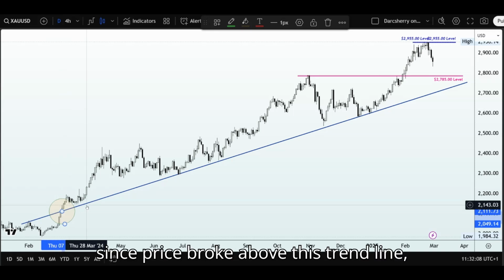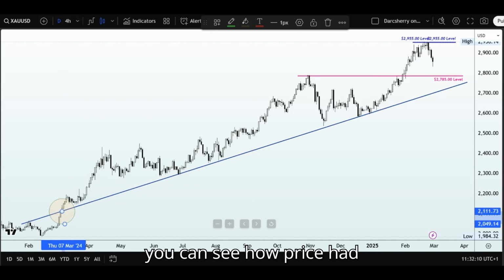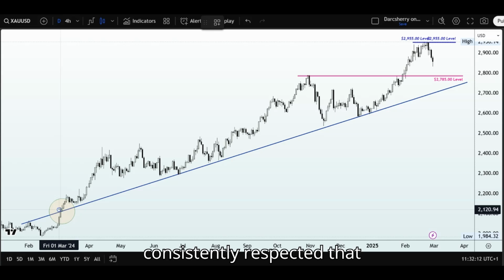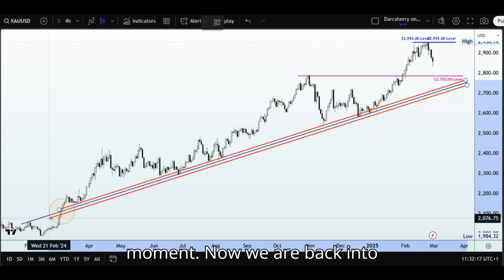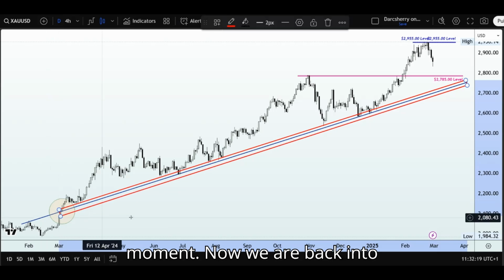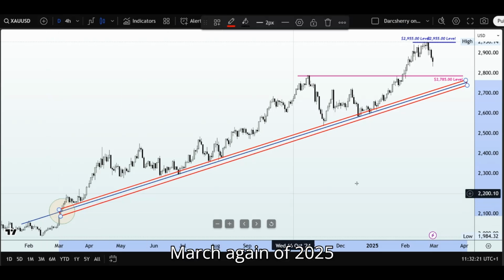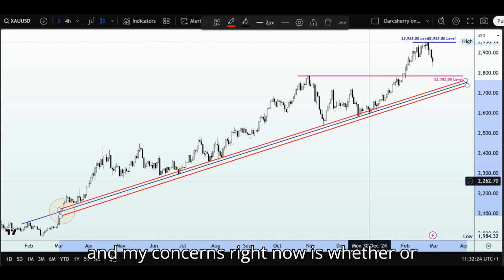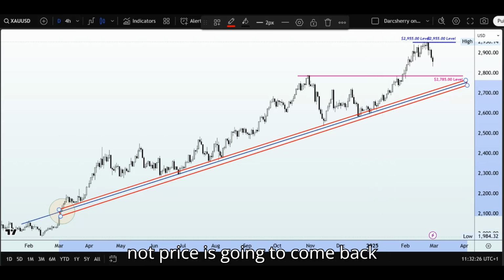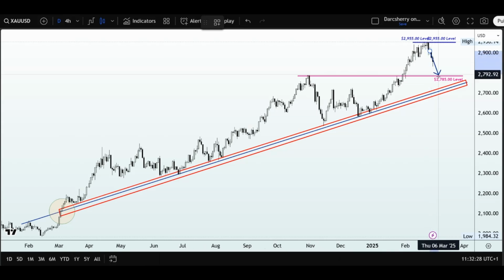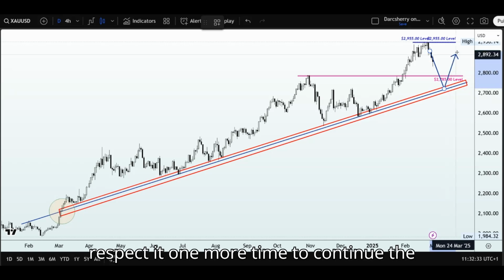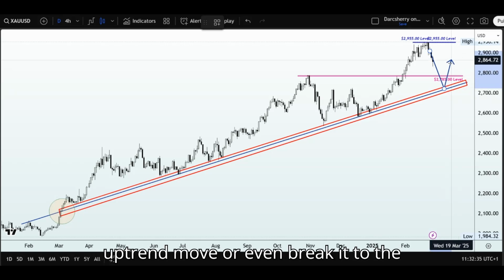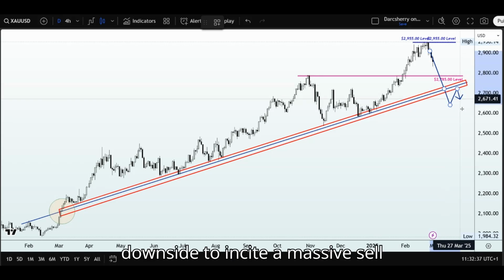And since price broke above this trend line, you can see how price had consistently respected that trend line till the present moment. Now we are back into March again of 2025, and my concern right now is whether or not price is going to come back again into this trend line, maybe to respect it one more time to continue the uptrend move, or even break it to the downside to incite a massive sell-off.